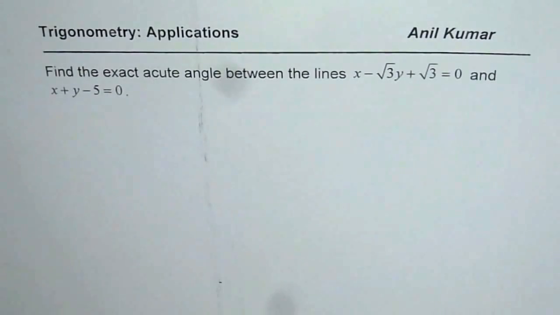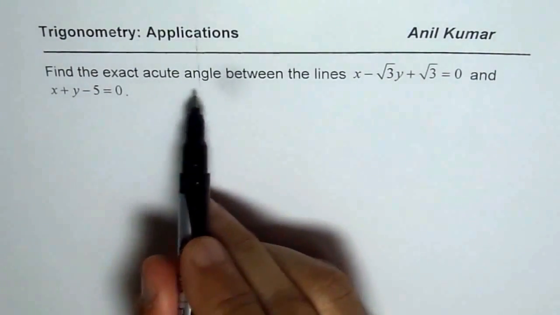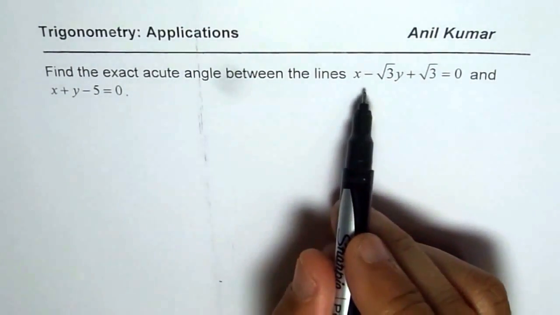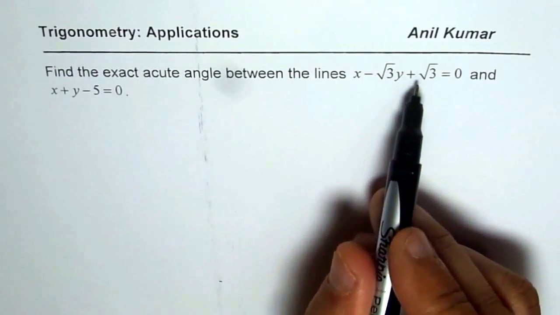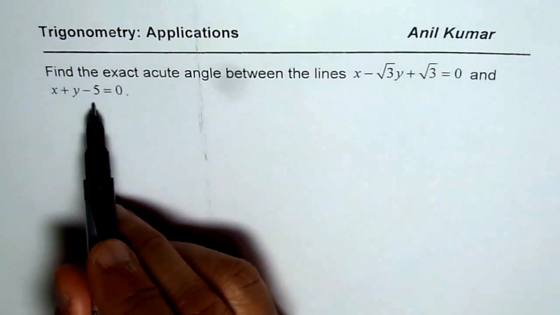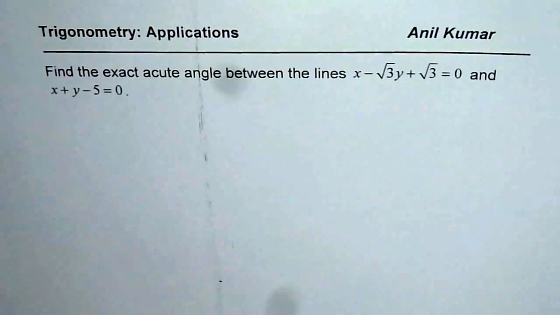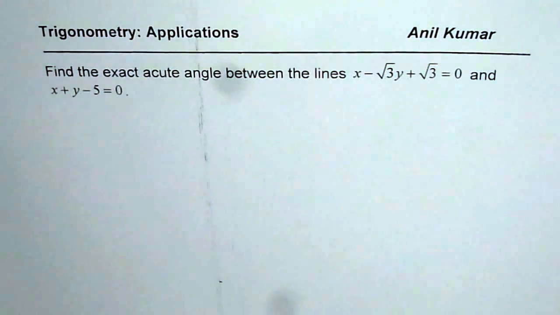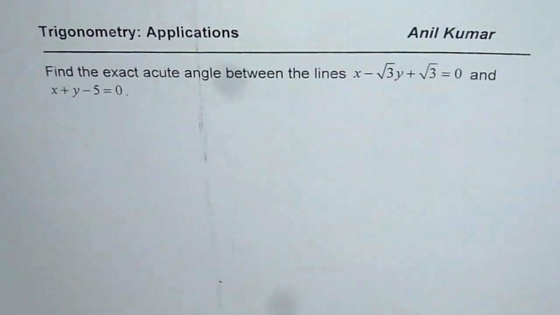The question is, find the exact acute angle between the lines x minus square root 3y plus square root 3 equals 0 and x plus y minus 5 equals 0. It is a thinking test problem. You can pause the video, answer the question, and then look into my suggestions.